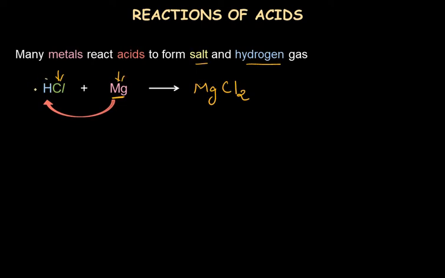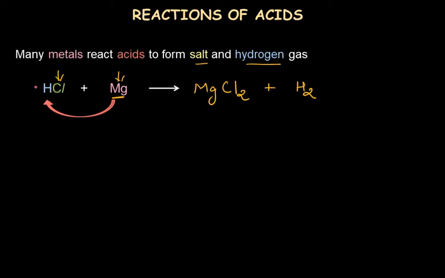So what is left now? Only the hydrogen is left that is going to form the hydrogen gas. Now we can see that the reaction is unbalanced. So we can balance the reaction by adding 2 in front of hydrochloric acid to balance it.